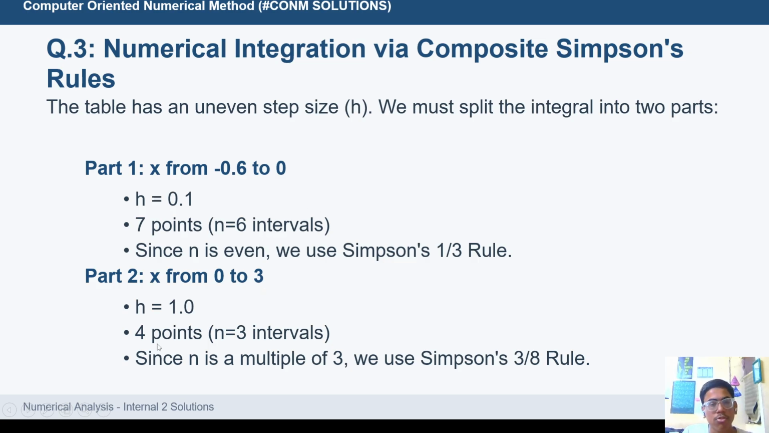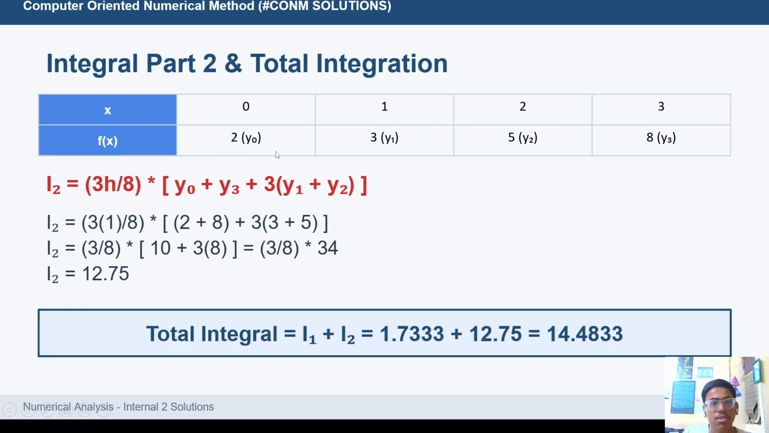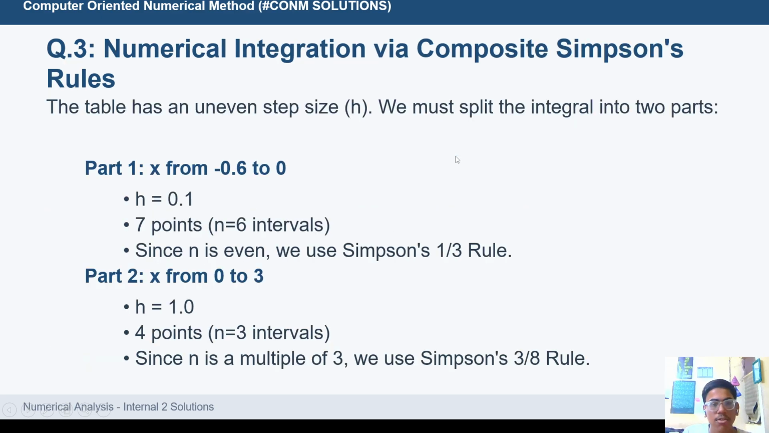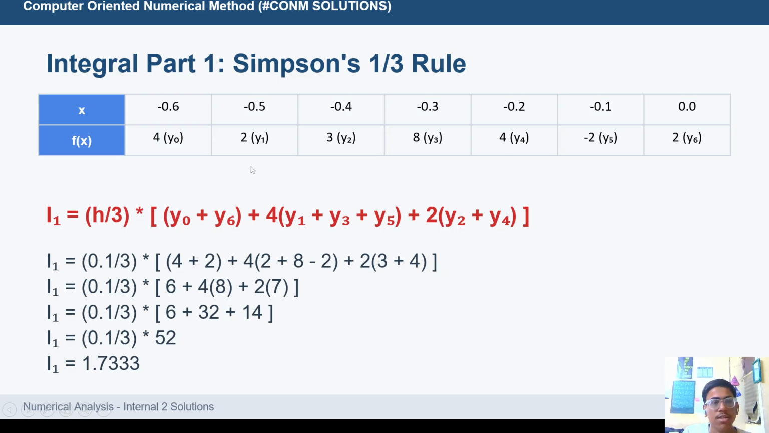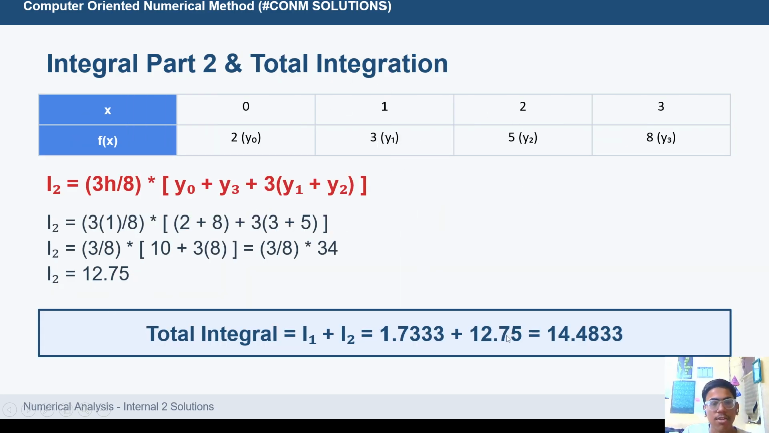For part 2, x is equal to 0 to 3, h is 1. We already see h is 1. And also there are 4 points, that are 3 intervals. So as n is equal to 3, we will use Simpson's 3 by 8 rule. So for part 1, we will integrate. For part 2, we will integrate and we will find the total integral.